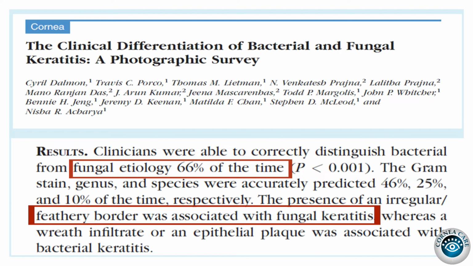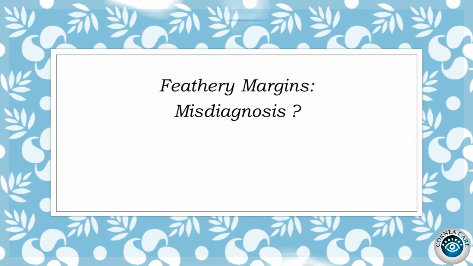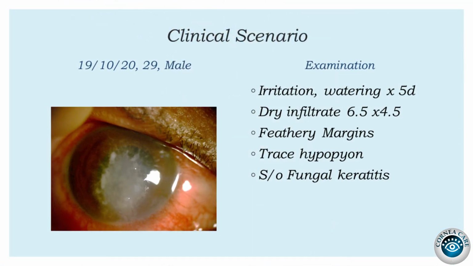In this survey, all participants were cornea consultants or cornea fellows, but in reality, the majority of ulcers are seen by general practitioners. Can we make a mistake in picking up feathery margins? Why not? To err is human. Sometimes these hyphate edges are mistaken as dendrite. This young male was referred to us by our colleague ophthalmologist for corneal scrapings as he suspected fungal keratitis.